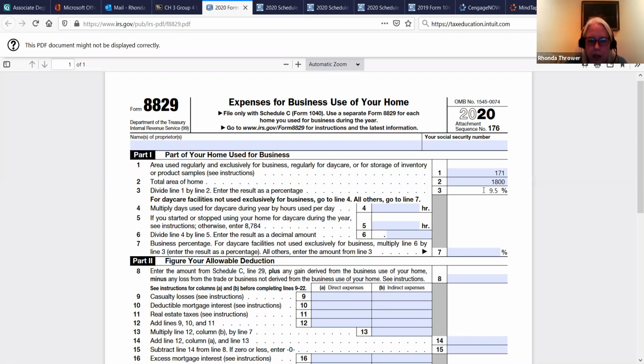And this was not a daycare, so we didn't have to fill in line 4. So the next thing would just be to bring that percentage down from line 3. 9.5%.